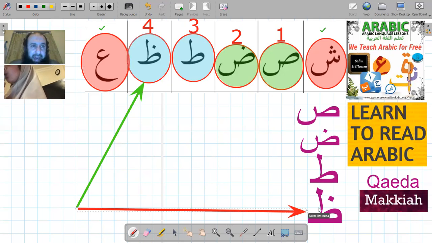Okay. So next time, inshallah, we try to revise these six, and we go to the next six, inshallah. Ghin, fa, qaf, kaf, lam, and mim. Okay. These are easy. These are the most difficult, from shin to ayn. What comes after will be very easy, inshallah.